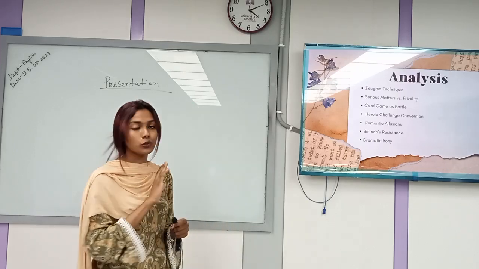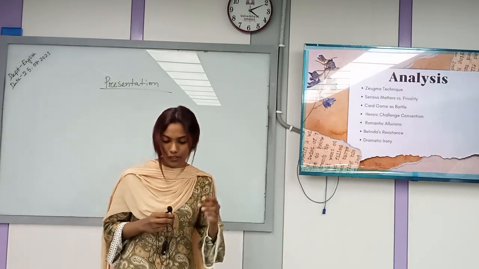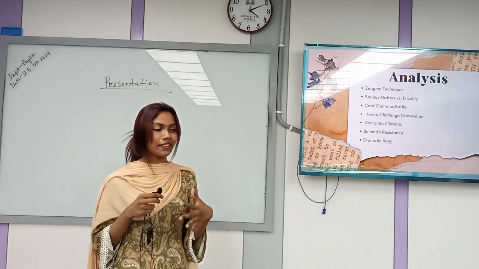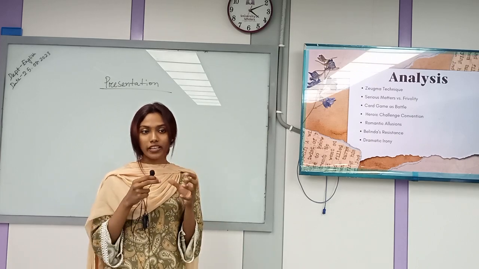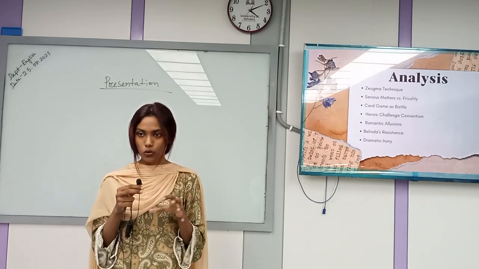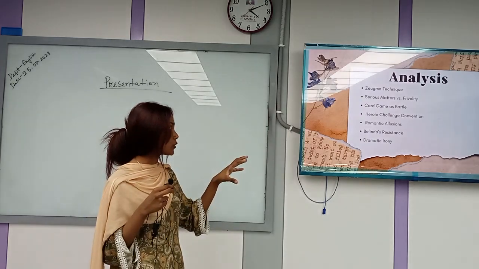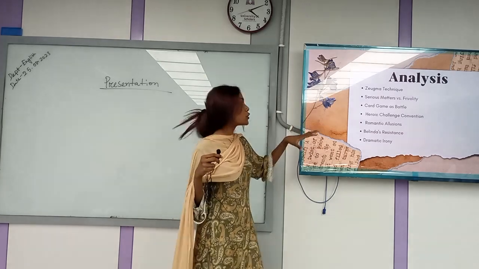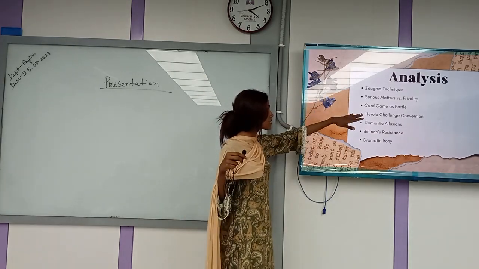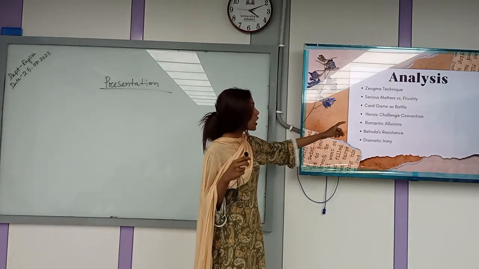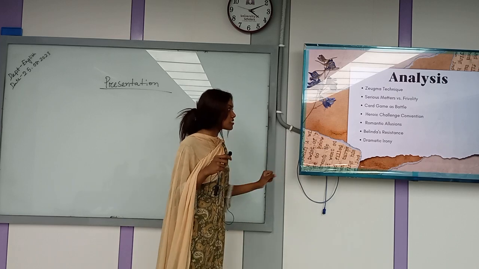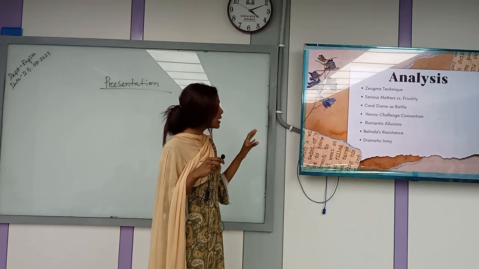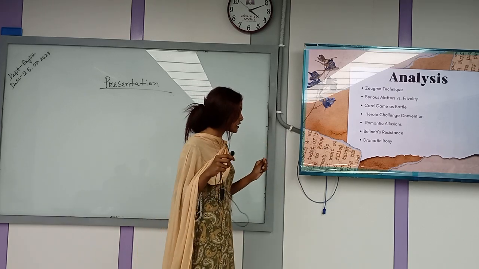So now I would like to analyze the Rape of the Lock. What is analysis? We go into the depth of the poem or the canto and break it down. For the analysis here, Pope used zeugma technique, serious matters versus frivolity, card game as battle, heroic challenge, romantic allusions, Belinda's resistance and dramatic irony.